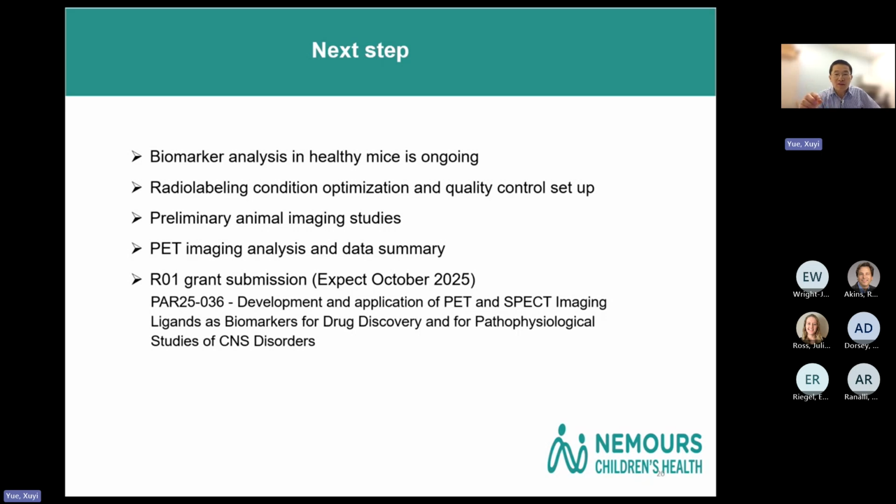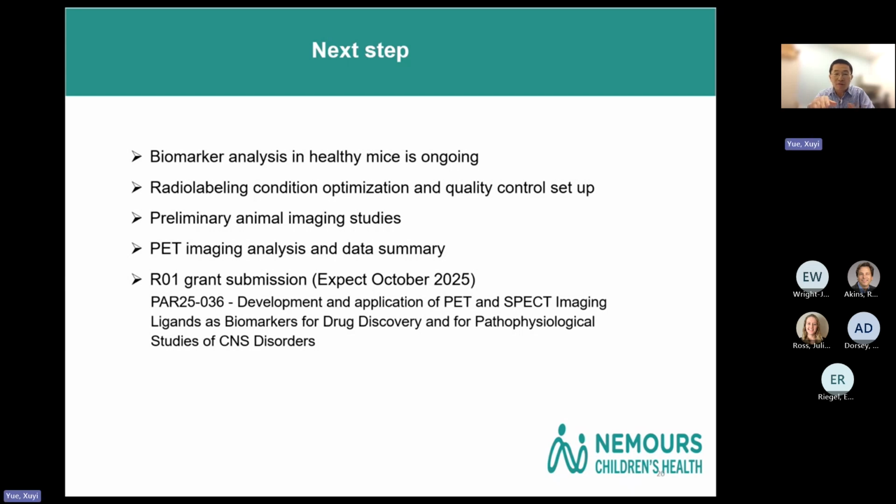We are also actively working on the radiolabeling. We have some preliminary results, and we will try to scale up the labeling and automate it in the clean room, using higher doses to make sure the process is reliable and reproducible. After the radiolabeling is done, we will move to in vivo imaging studies to look at the whole-brain kinetics of the biomarker. That's the plan. Hopefully we can submit the R01 in October.